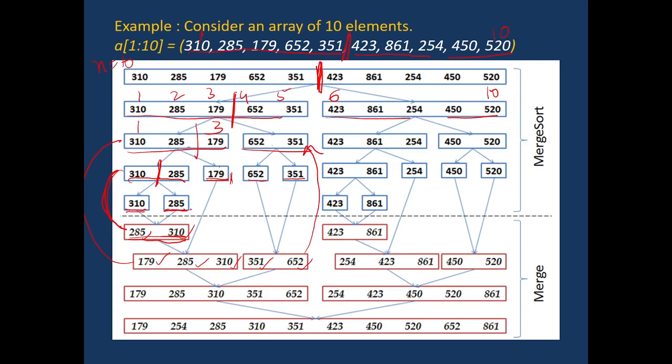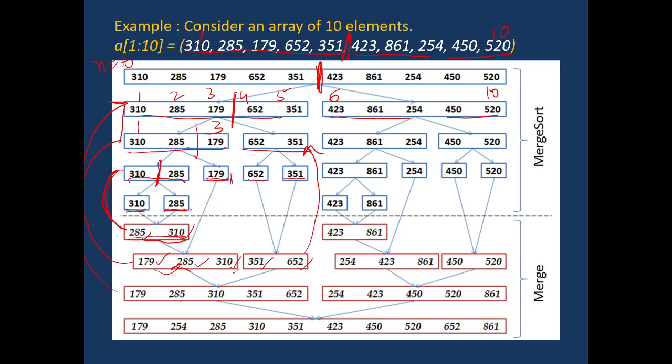This is solved and this is also solved. The answers are here. We will merge these two to get the answer for this guy. So merging. 179 is compared with 351. 179 is minimum. We have come here. 285 is compared with 351. 255 is minimum. 310 is compared with 351. 310 is minimum. We reached the end of the first list. So whatever is left in the second list will be placed at the end of the answer. This is the answer for this guy.